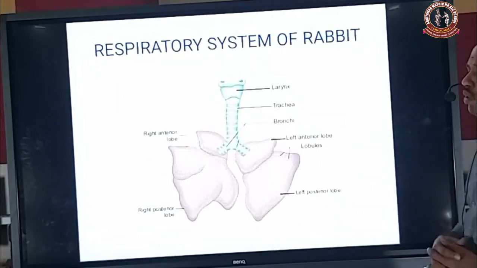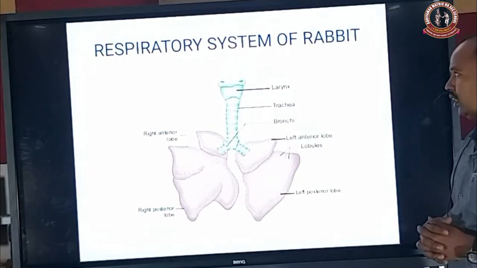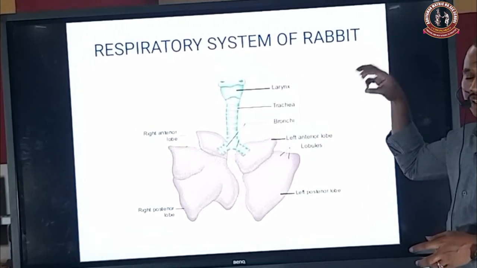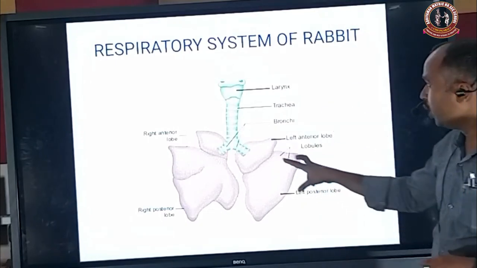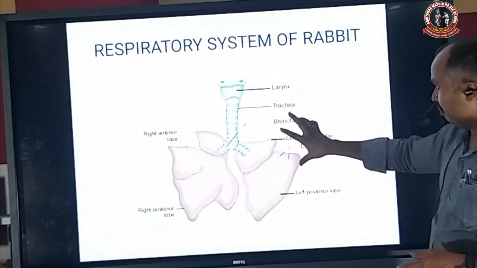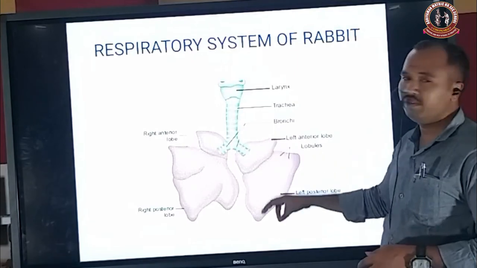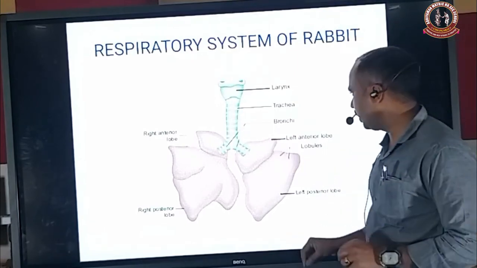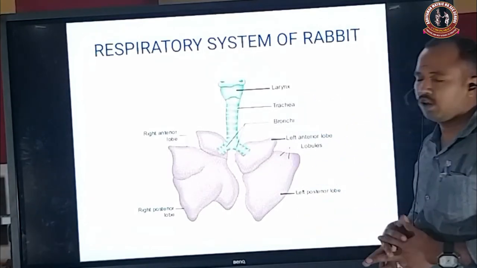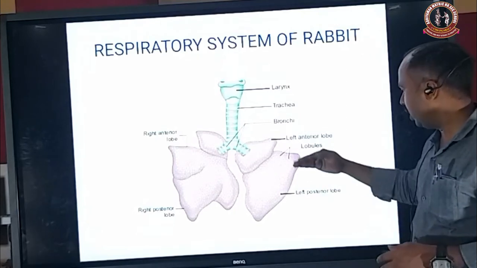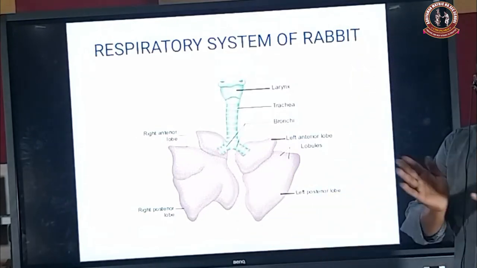And then the respiratory system of a rabbit. Respiration is an important process of living organisms. The rabbit is a vertebrate living on land, so it breathes with the help of lungs. They have two lungs. The major components of the respiratory system are the larynx, trachea and bronchi, which connect to the two lungs. Each lung is divided into an anterior lobe and a posterior lobe. The anterior lobe is located on the upper side and the posterior lobe on the lower side. Each lung also contains lobules, which have pores.